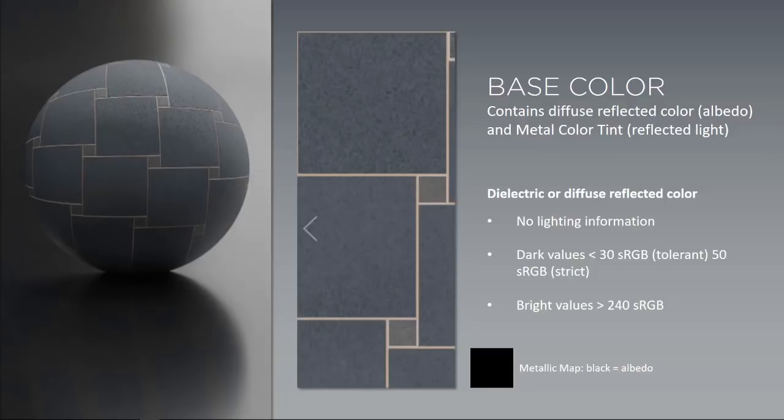So what I like to say then, going back to this base color, is that it represents, like I said, our albedo and our metal color tint values, which is determined by the metallic map. In this slide, I want to show one aspect of this. For example, here I have this dielectric or diffuse reflected color. So, just a couple of guidelines about authoring this map.